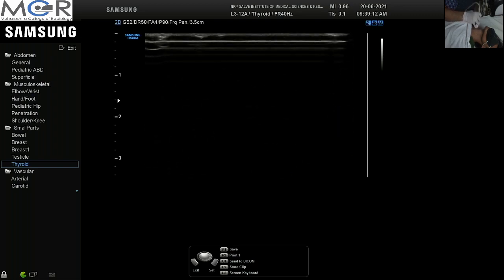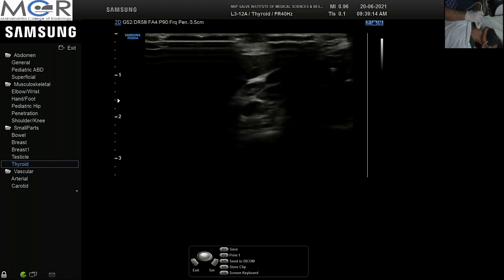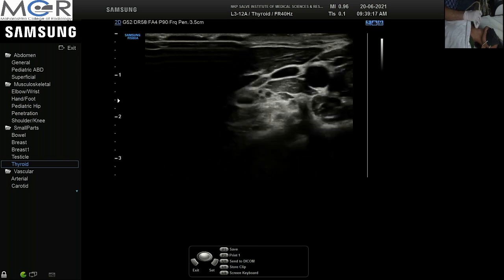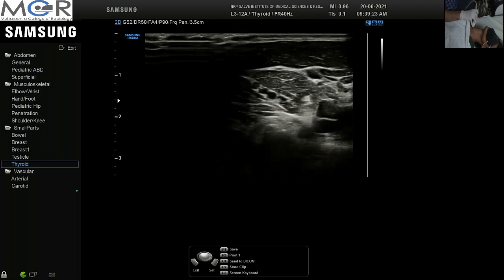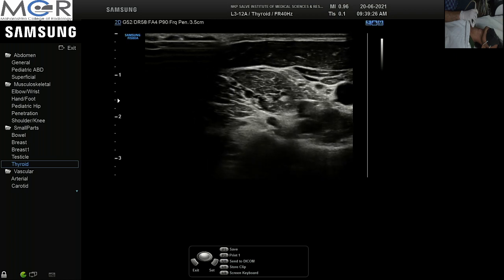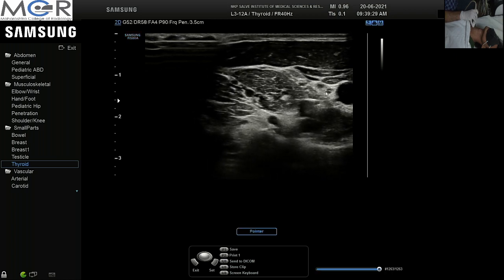As we go down, we trace the internal jugular vein going down. At a point, the internal jugular vein is crossed by the inferior belly of the omohyoid. This is the inferior belly of the omohyoid. This thin structure is the internal jugular vein. So this is the lower margin of the middle cervical region. The inferior belly of omohyoid helps us to know that this is the level at which the lower margin of the cricoid cartilage will be.